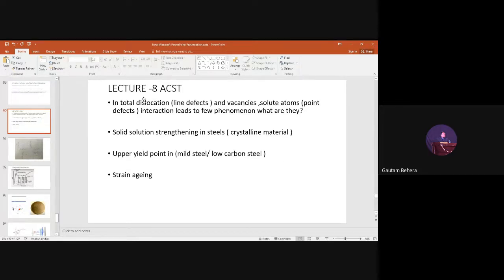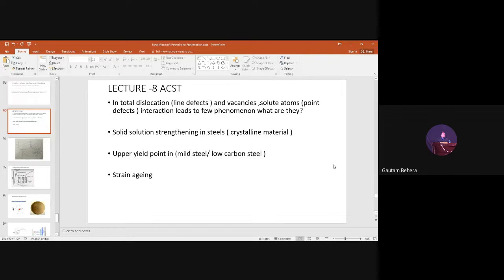Okay, today is lecture number 8 of this advanced concept in steel technology, and we were discussing the strengthening mechanisms in crystalline materials, basically for steels also. We have already covered strengthening due to grain refinement and strengthening due to solid solution, right? So we'll continue with that.